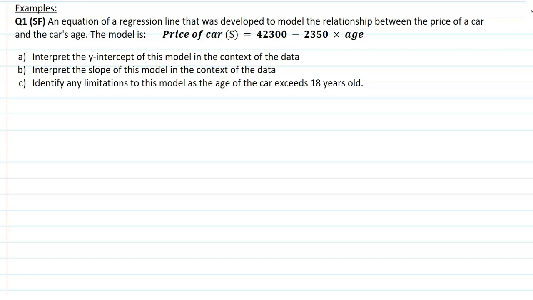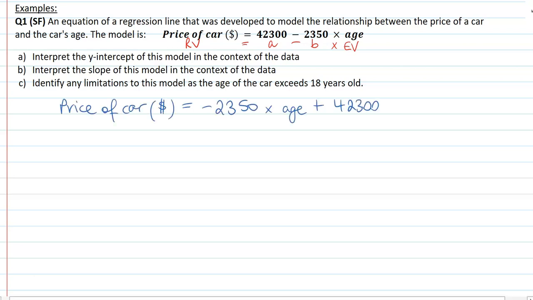The model we've been given is the price of the car, so that must be our response variable. So the age must be our explanatory variable. Now, this is written a little bit back to front, so it looks like this 42,300 is our A, 2,350 is our B. So if you want to rewrite that to be a little bit more understandable in terms of the model we're used to, simply rewrite it, and now it's in that more familiar format of our response variable is the slope times the explanatory variable plus our A value.